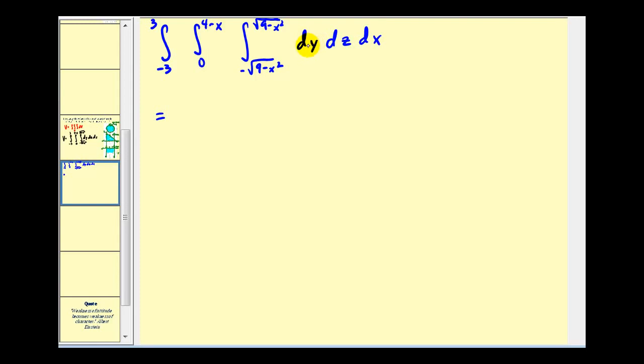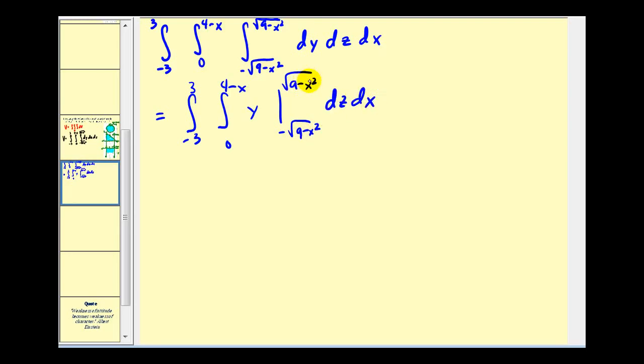When we integrate with respect to y, we'll just get y. So when we sub the upper limit in, we'll have the square root of 9 minus x squared, and then minus a negative square root of 9 minus x squared. That'll give us 2 square roots of 9 minus x squared.